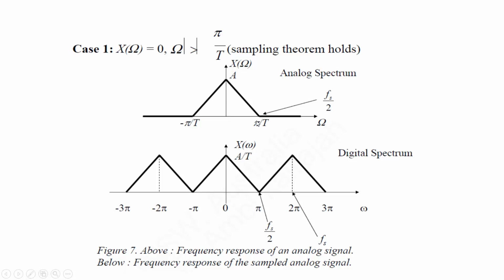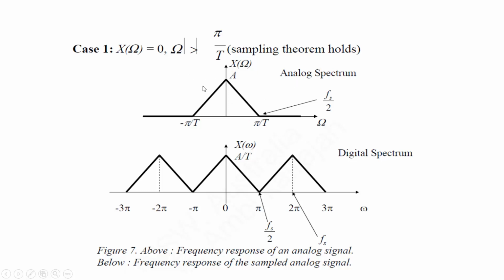Now, please remember also, capital omega equal to pi by capital T is actually Fs by 2. You can calculate this. You can use the formula capital omega is 2 pi f a. Fs is the sampling frequency.